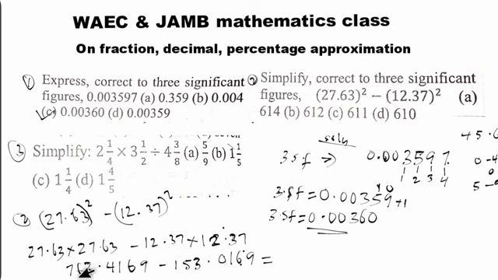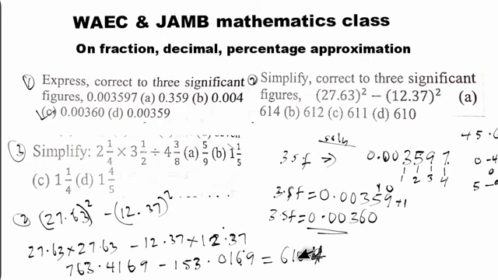Now let's solve it. Let's subtract this from this. We have 763.4169, minus 153.0169. We subtract with the calculator, and we have 610.4. That would be the answer. It's 610.4.